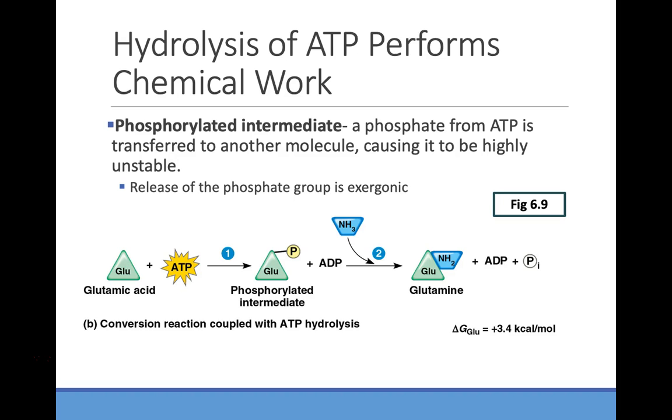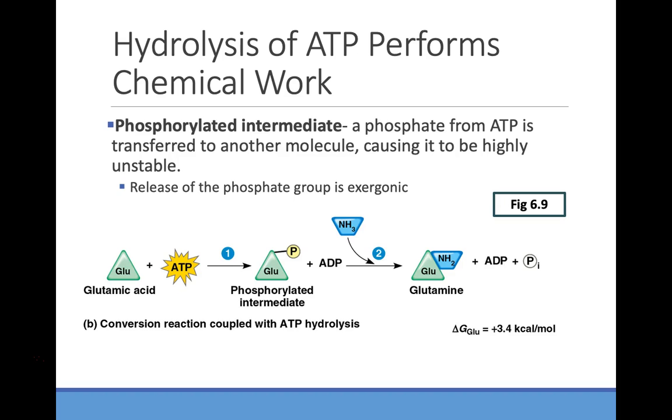In this reaction, we have glutamic acid being converted into glutamine. Glutamine is an amino acid, and so we have to add a nitrogen group to the glutamic acid. That reaction requires the input of energy. It requires that phosphate group being added to the glutamic acid to make it unstable, to make it want to react. When that happens, it reacts with that amino group and becomes glutamine.